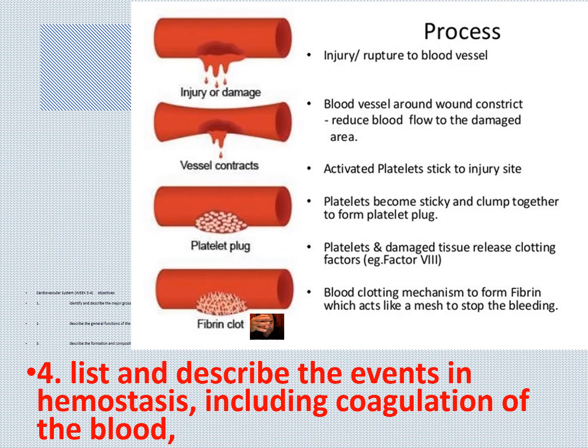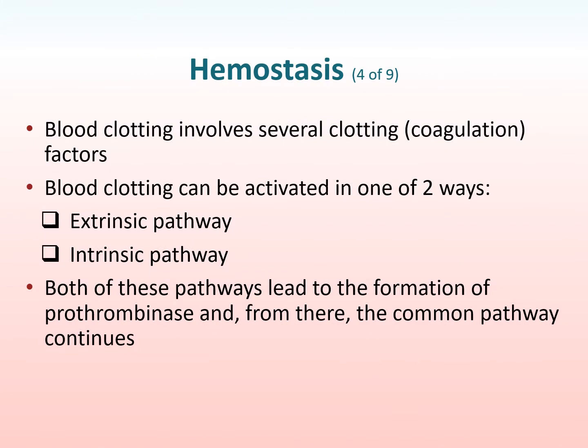Number 4, list and describe the events in hemostasis, including the coagulation of the blood. Blood clotting involves several clotting or coagulation factors, most of which are proteins. Blood clotting can be activated in one of two ways, the extrinsic or the intrinsic pathway. Both of these lead to the formation of prothrombinase, which will basically lead to a common pathway. Let's take a look.